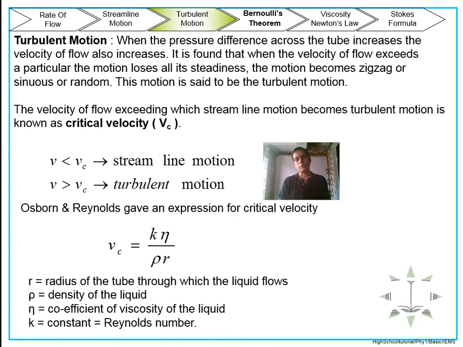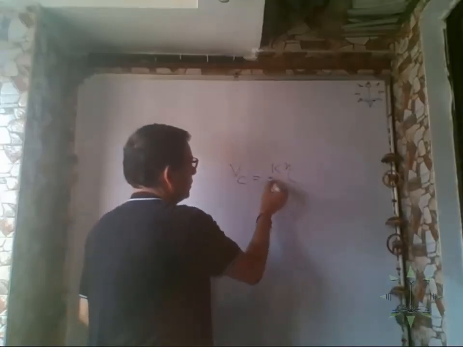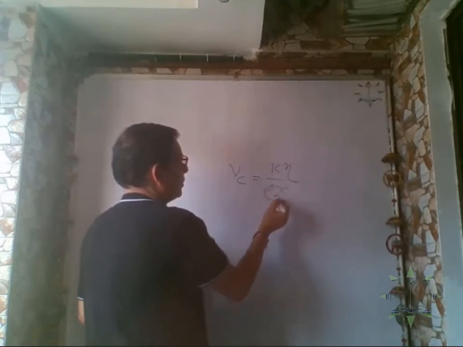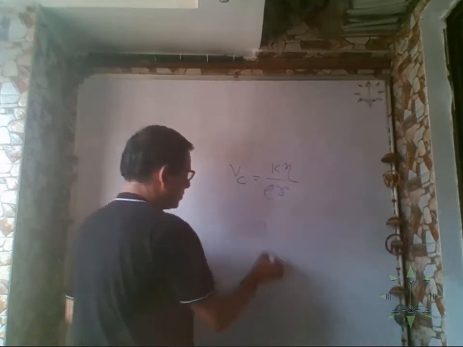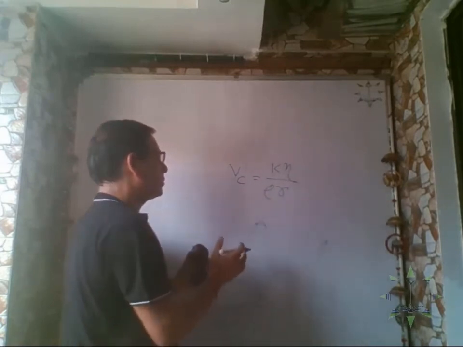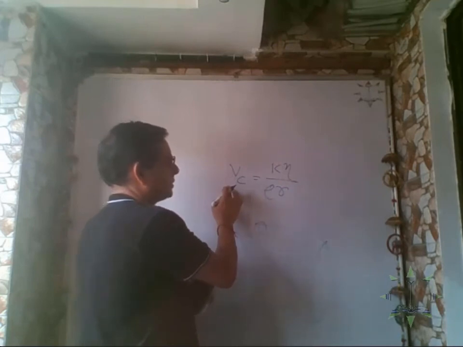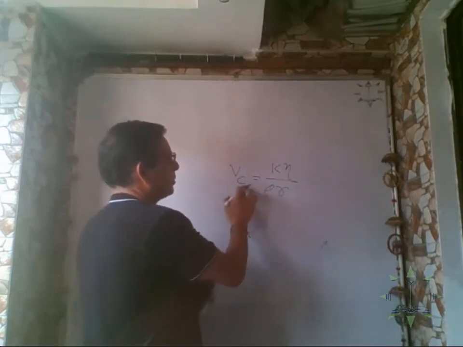It depends on the density of this fluid and radius of the tube. So Vc, the critical velocity, is k eta by rho r. This is very important. Critical velocity expression, k eta by rho r. So if r is more, the critical velocity will be less. This is reciprocally related.